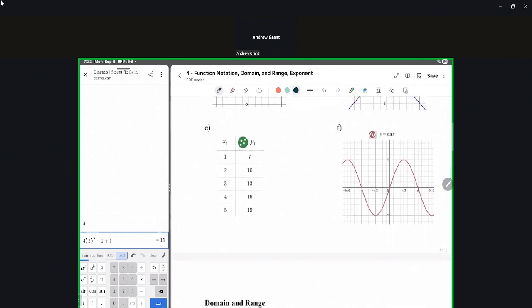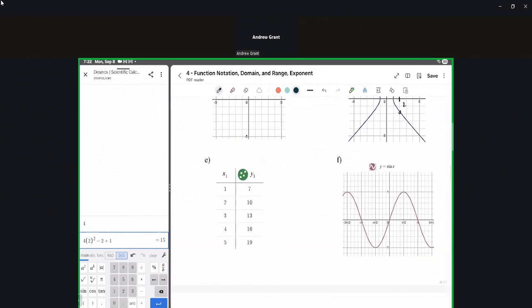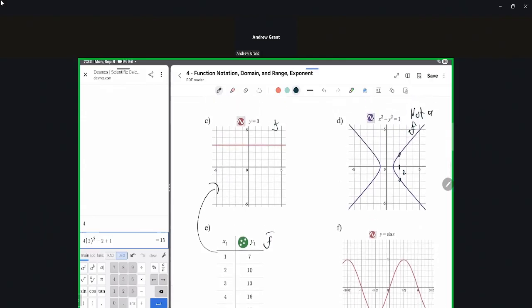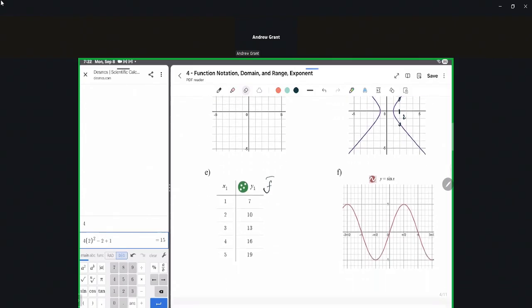I've got a table of values for E. Our x values are 1, 2, 3, 4, 5, and our y values are 7, 10, 13, 16, and 19. In truth, all I saw were that my x values were 1, 2, 3, 4, 5. That's already enough information for me to know that that's a function, because if all the x values go to the same y value, then we know it would just be like the graph from above, which was a flat line, or a flat horizontal line, I should say.